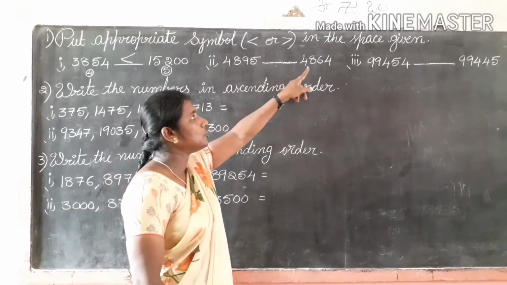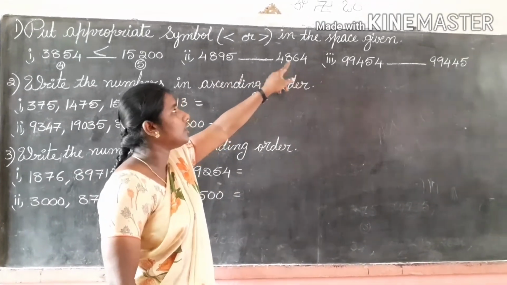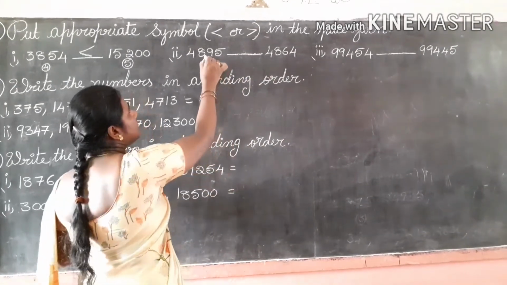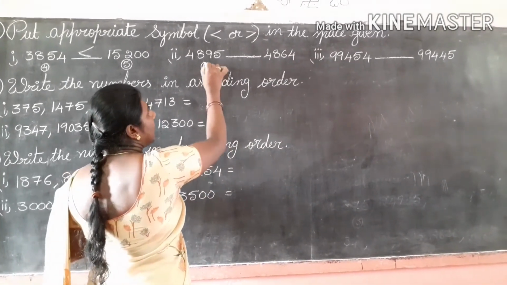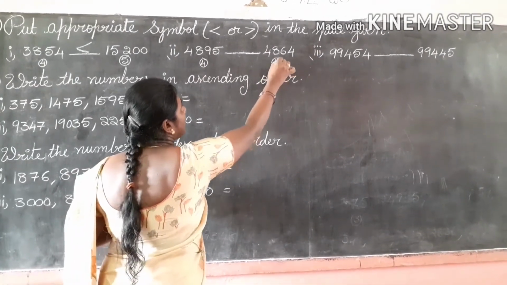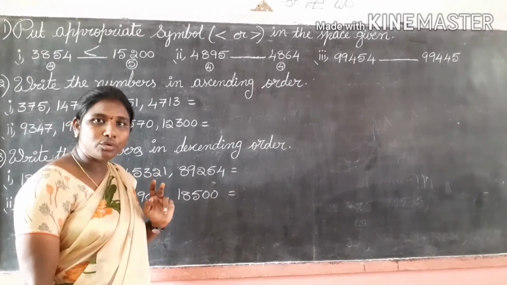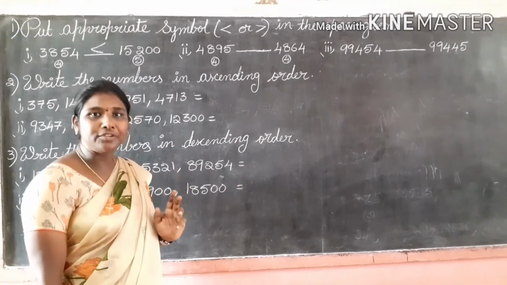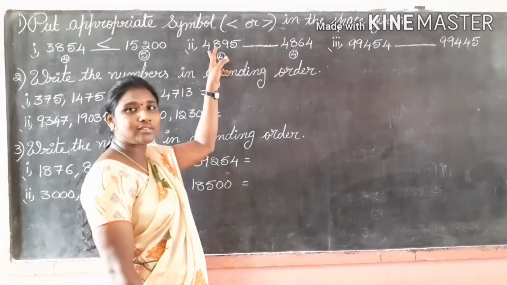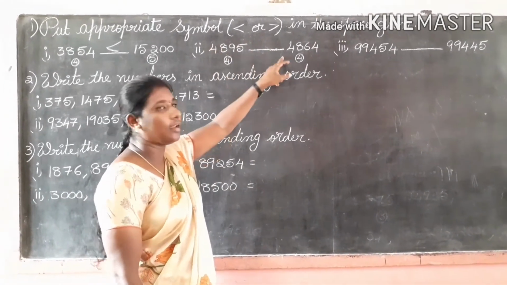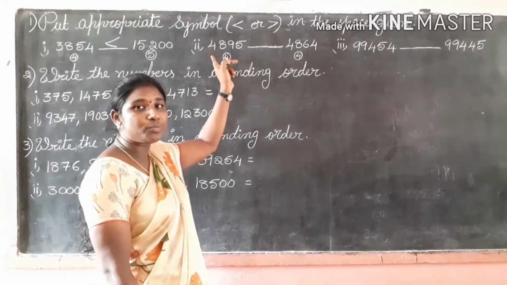Next one, 4,895 dash 4,864. Same here also, first we have to write the number of digits. Here this number contains 4 digits and this number contains 4 digits. When two numbers contain equal number of digits, what do we have to do? We have to check their leftmost places. Here the first leftmost number is 4, here 4. Both are equal.